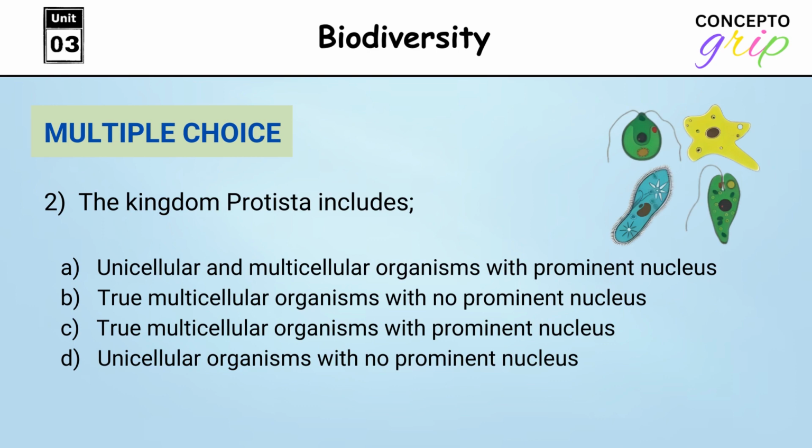Number 2. The kingdom Protista includes option A, unicellular and multicellular organisms with prominent nucleus, B, true multicellular organisms with no prominent nucleus, C, true multicellular organisms with prominent nucleus, D, unicellular organisms with no prominent nucleus. The correct option is A, unicellular and multicellular organisms with prominent nucleus.